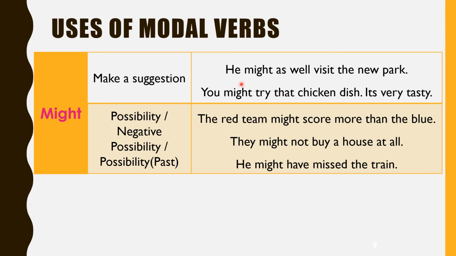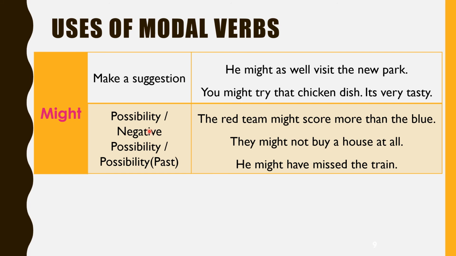Okay, now next one, you might try that chicken dish, it is very tasty. Here again we are suggesting, so we can look for the word as well. So as well, when it comes, we may use either of may or might, because it's a suggestion. You might as well visit the new park, or you may as well visit the new park. Here also we are suggesting somebody to try that chicken dish because it's very tasty.